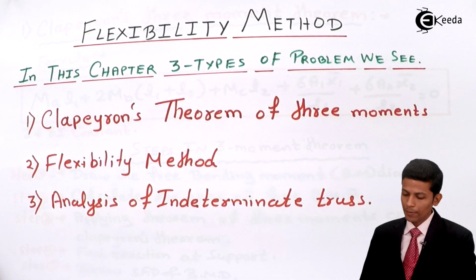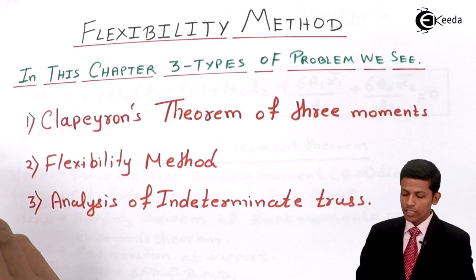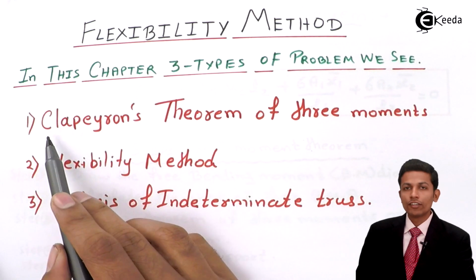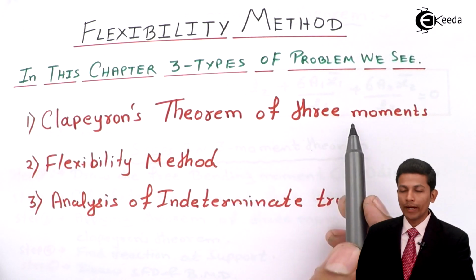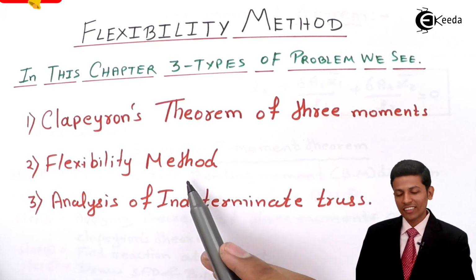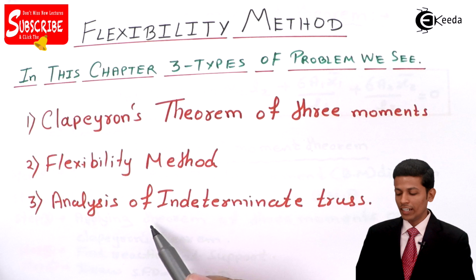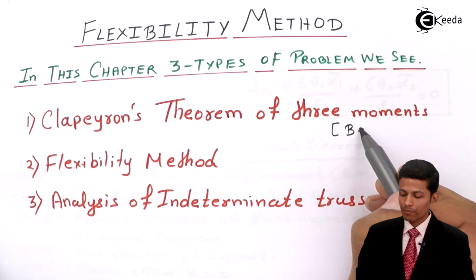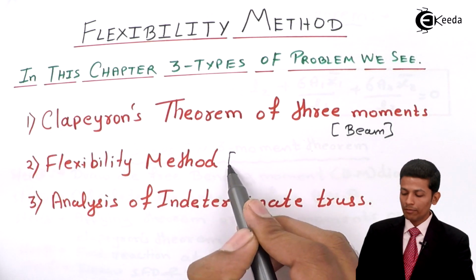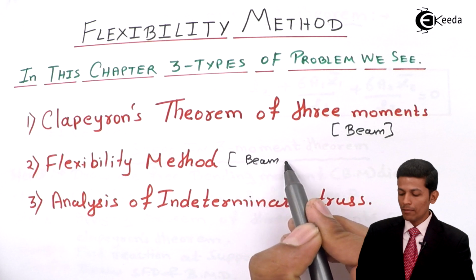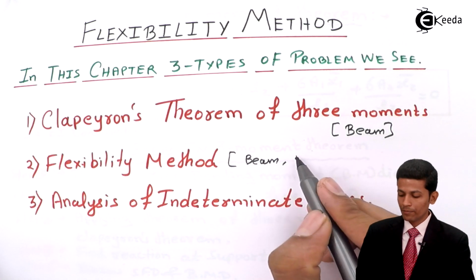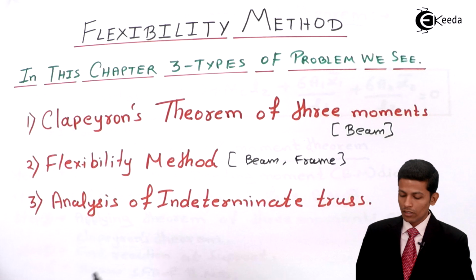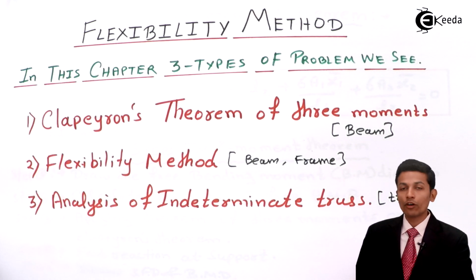Now see friends, this chapter is named Flexibility Method. In this chapter, we see three types of problems. The first one will be Clapeyron's theorem of three moments, the second will be the flexibility method, and the third will be analysis of indeterminate trusses. In Clapeyron's three moment theorem, we will see the beam. In flexibility, we will see the beam as well as the frame. In analysis of indeterminate trusses, we see the truss. Okay, now let's start with the first one, Clapeyron's theorem of three moments.